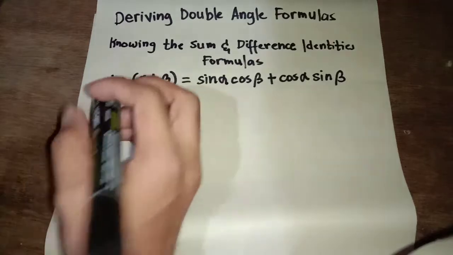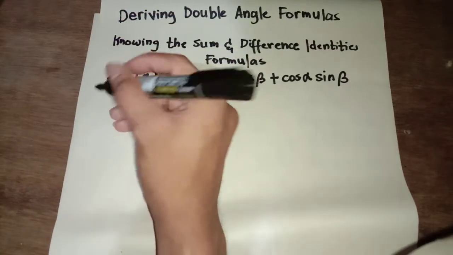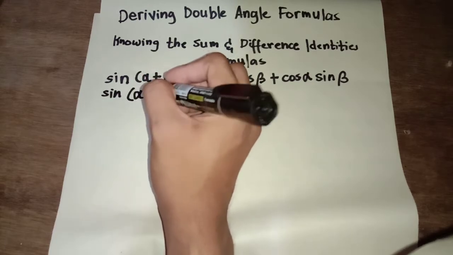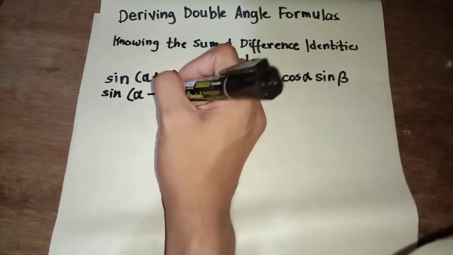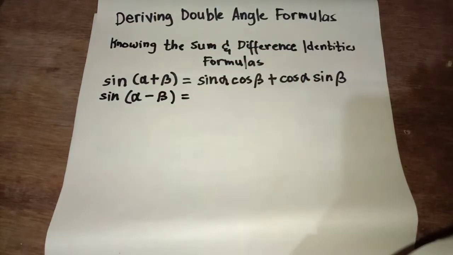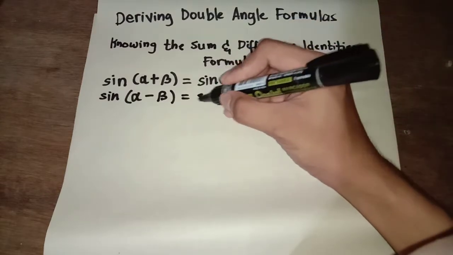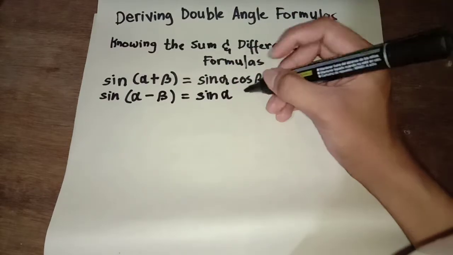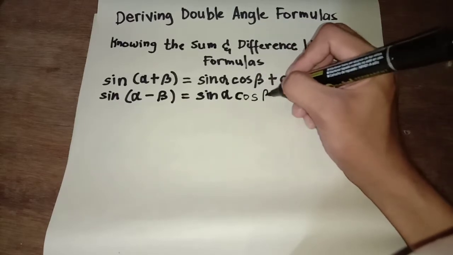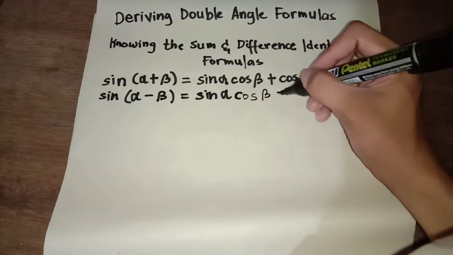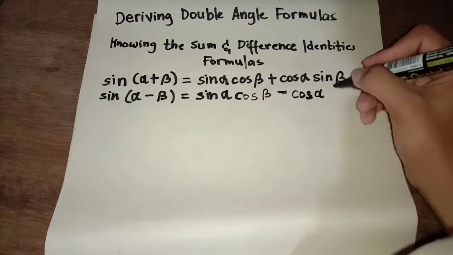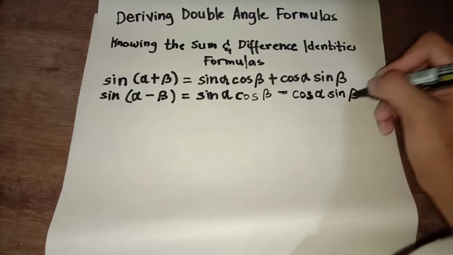Now, for the difference identity for sine, that is alpha minus beta, we just change the plus sign to minus. Sine alpha minus beta is equal to, so it is just the same, sine alpha cosine beta, and then minus cosine alpha sine beta.